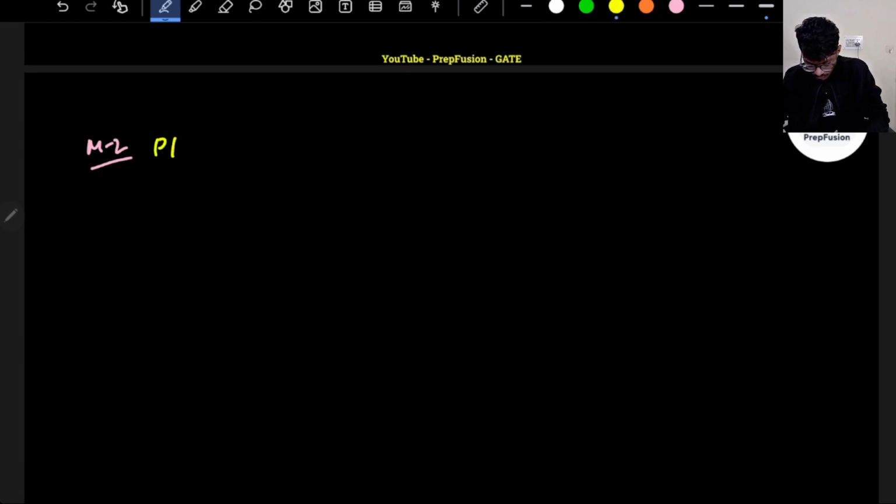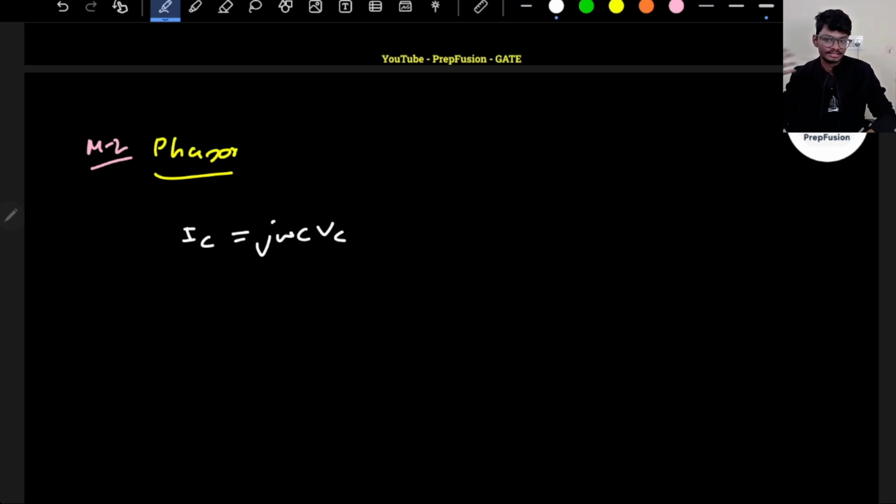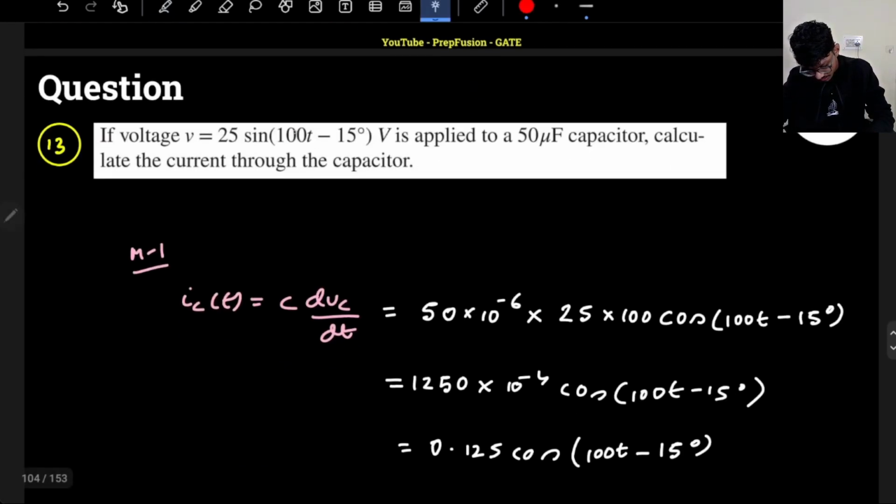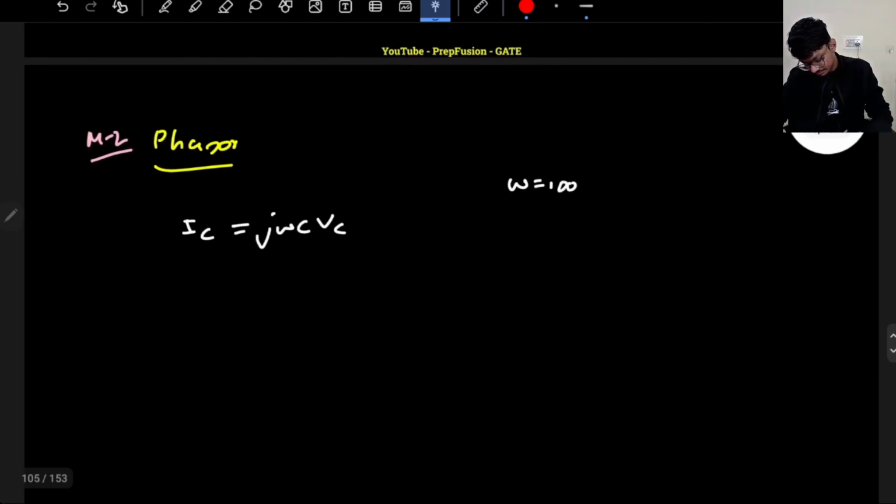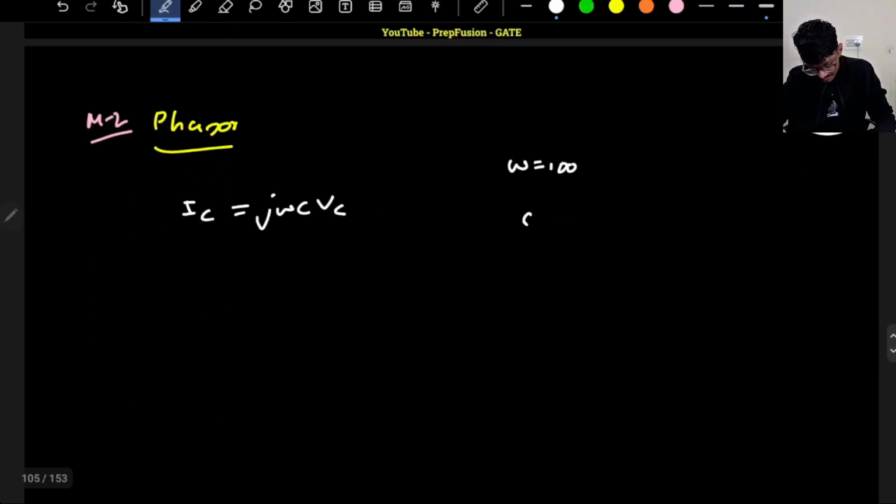So with the phasor approach, what do you do? How are my VC and IC related? If you remember, IC is equal to j omega C VC, because here the current is leading. Previously the voltage was leading for the inductor, here the current will lead for the capacitor. Omega is 100, the frequency of the sinusoid, 100 radians per second.